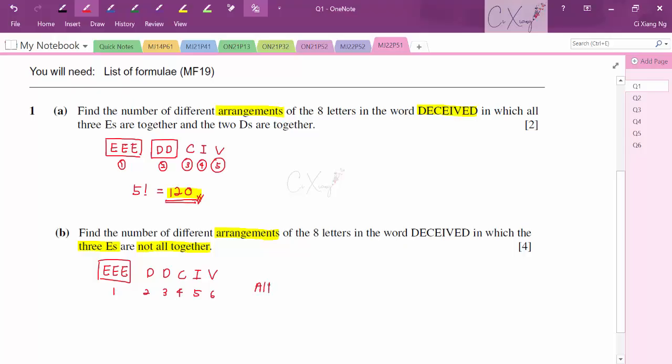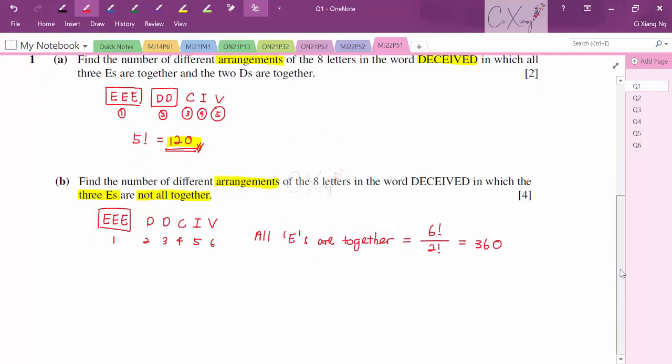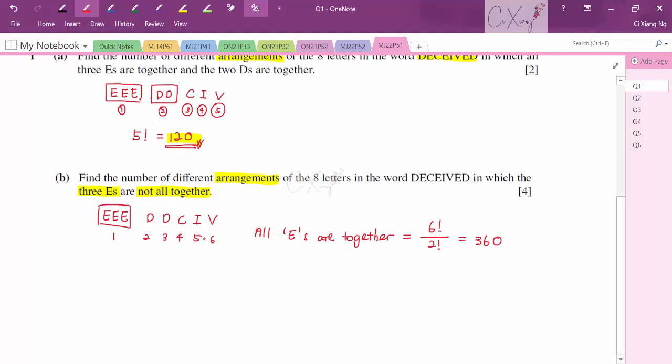All right, so now I write down when all the E's are together. Oh, sorry, I wrote separated, they are together. When all the E's are together, we have 6 factorial because of the 6 items here. And from these 6 items, you can see that there are 2 identical D's. Therefore, I have to divide it by 2 factorial, to get 360. So this is the number of arrangements where all the E's are together.